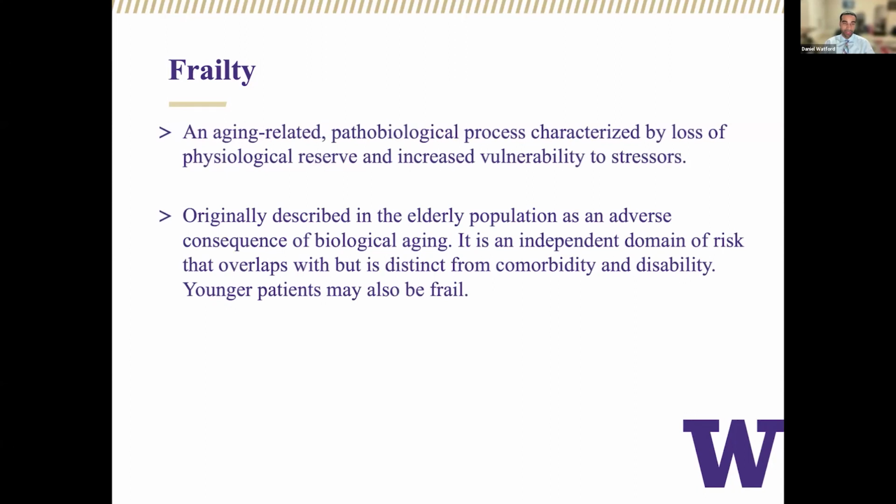It was originally described in the elderly population as an adverse consequence of biological aging. It's an independent domain of risk that overlaps with, but is also distinct from comorbidity and disability in themselves. And I think it's important to note the use of biological age here. Biological age differs from chronological age. And I think this highlights the fact that it's not just older patients who can be frail, but younger patients may also be characterized as frail.